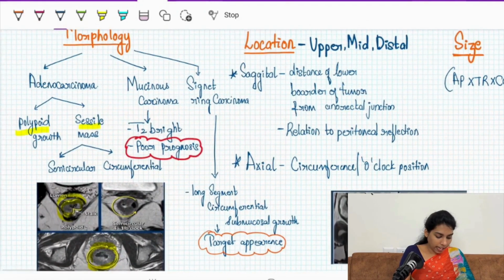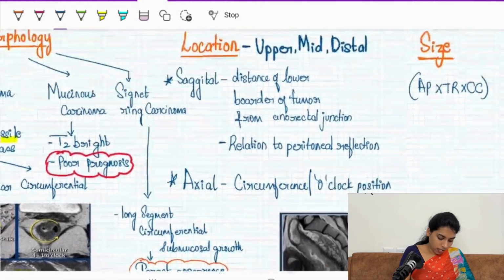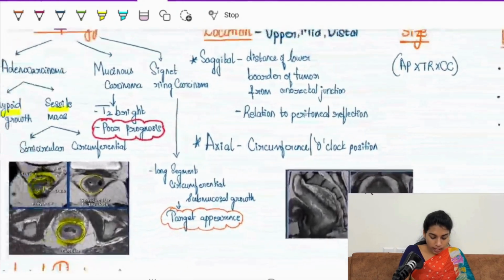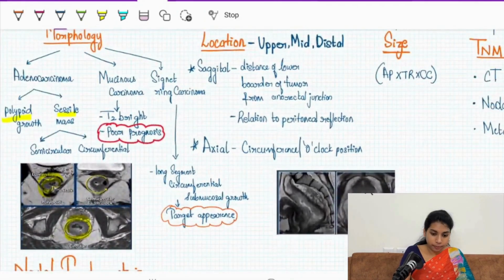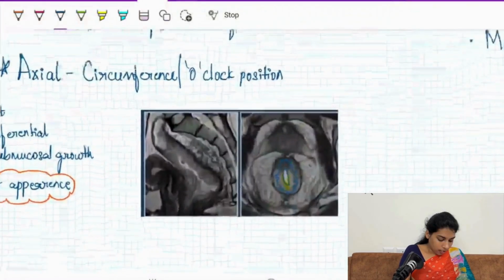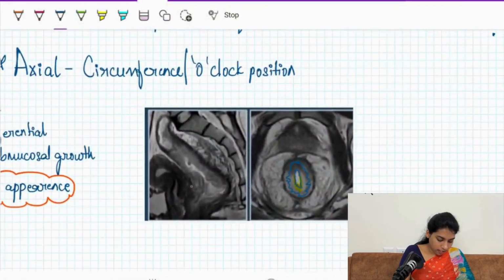So, here we end with the morphology, coming to the location. We'll just understand with this example only. Obviously, once we start off with the location, we have to tell where is the tumor getting involved. So we can see here that the tumor is involving the anorectal junction, it is involving the mid, lower and extending into the upper rectum, right? That is the first point you need to mention for the location, that where is the tumor sitting. Is it in the upper, mid, lower, involving the anorectal junction or not?